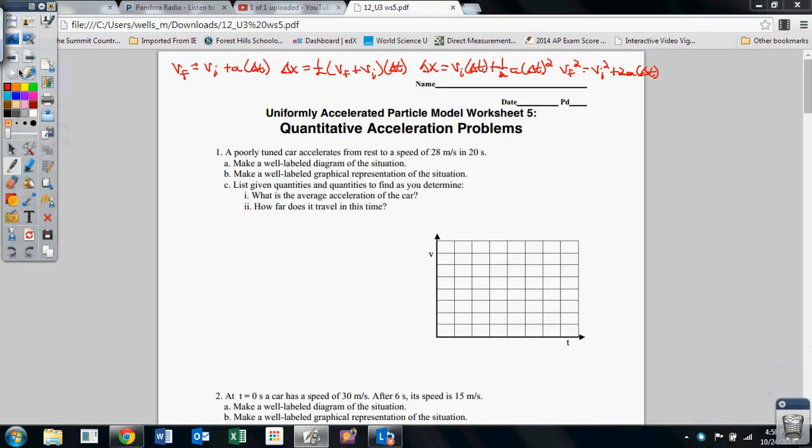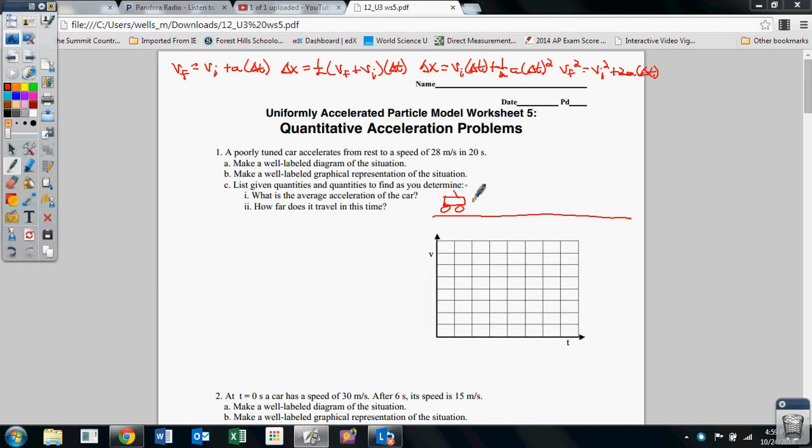So we have this worksheet, and I've written the equations for acceleration up there. So we have this car, and they want us to make a well-labeled diagram of the situation. The diagram is not essential. You don't have to do that in every problem. If it helps you, go for it. If not, don't worry about it.